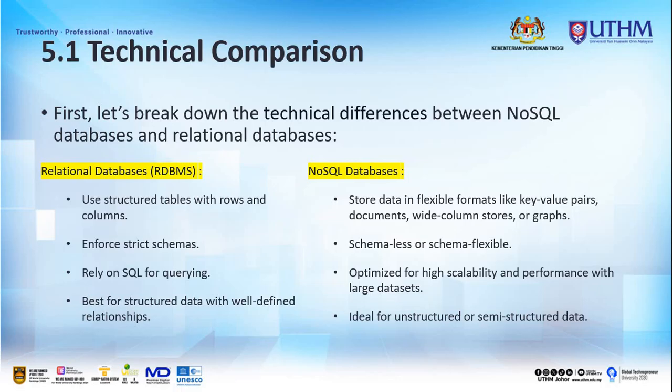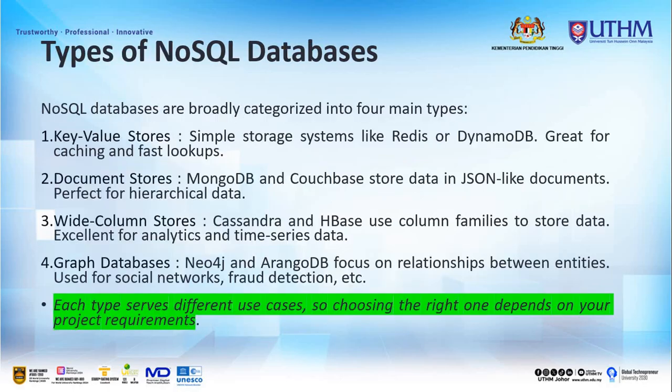We have a primary key, we have a foreign key, we have entity and attributes, the same entity and the same attributes for each column, each row, each data and everything. We don't have that in NoSQL. And it's optimized for high scalability and performance with large data sets. Basically it's ideal for unstructured or semi-structured data, because unstructured data has no particular format. So that's very useful to use NoSQL.